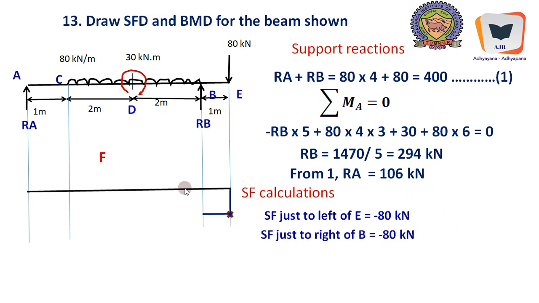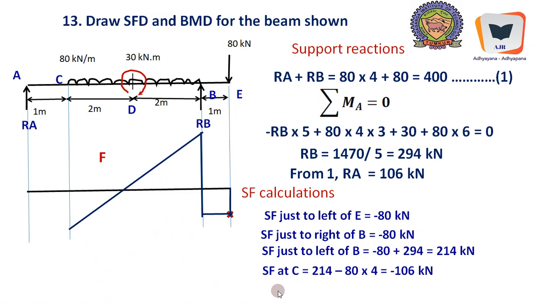So SF calculations. SF just to the left of E is minus 80, which we have written, and it has already been plotted. SF just to the right of B, the same thing continues because there are no intervening forces. And SF just to the left of B, this reaction will be included positively because it's going up. It becomes minus 80 plus 294, which gives us 214. So that is also plotted.